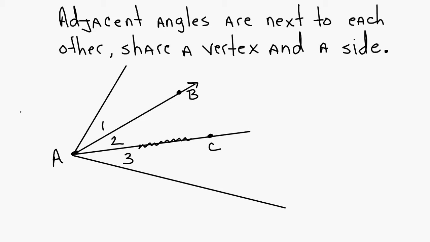If I gave you this picture and this picture, are angles 1 and 2 adjacent? No, why not? They don't share a side or a vertex, do they? Okay? So they have to be next to each other, they have to share a side, and they have to share a vertex. All three of those have to be true for the angles to be adjacent.